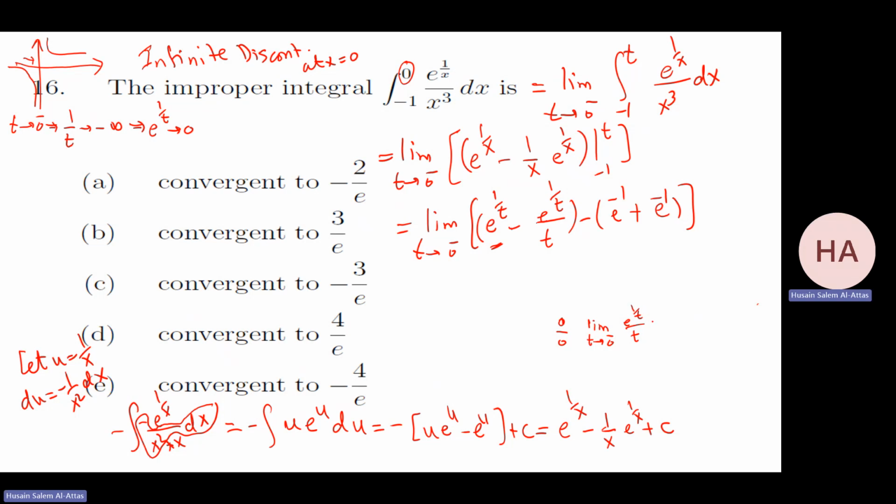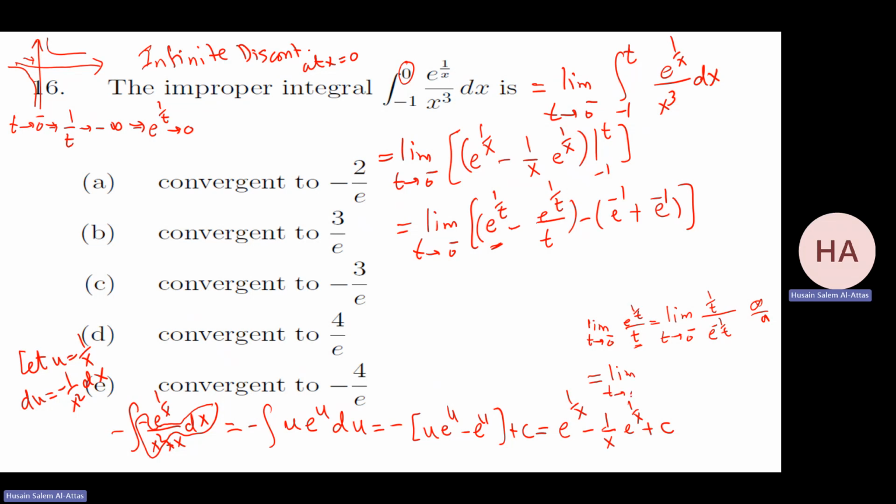Another way to do it, I can think of this as the limit as t goes to 0 from the left. This t, I can make it 1 over t here, and I have e to the minus 1 over t here. Now if I substitute, I'm getting infinity over infinity. Now let me do L'Hopital. I have infinity over infinity, so I can apply L'Hopital's rule.